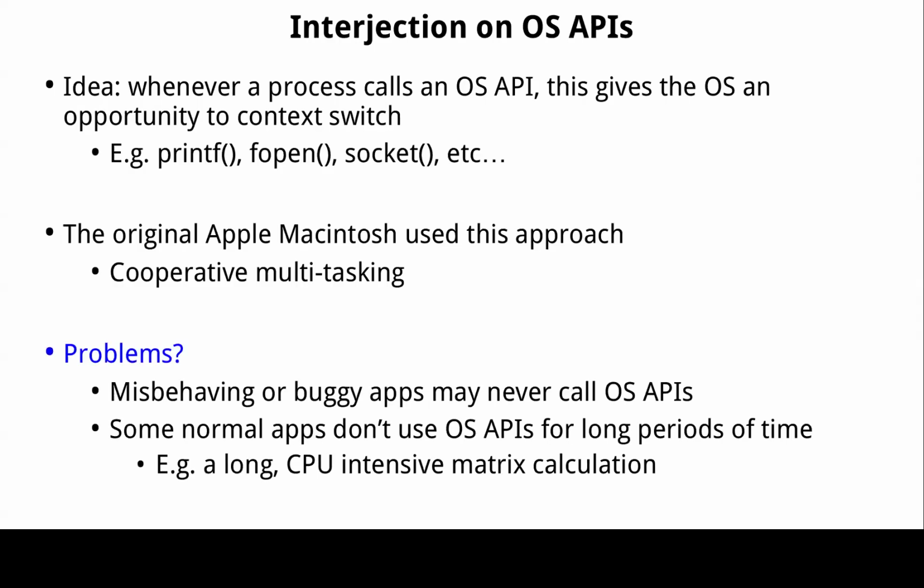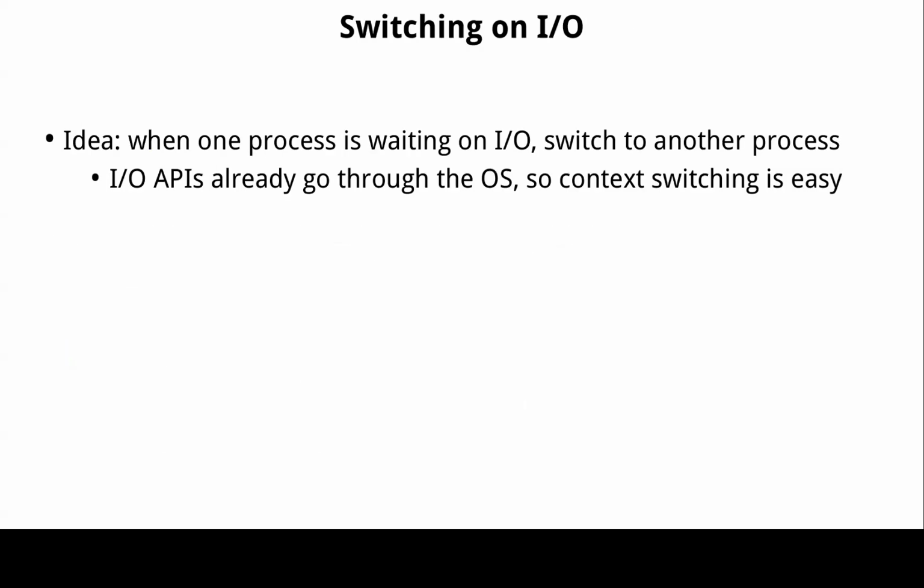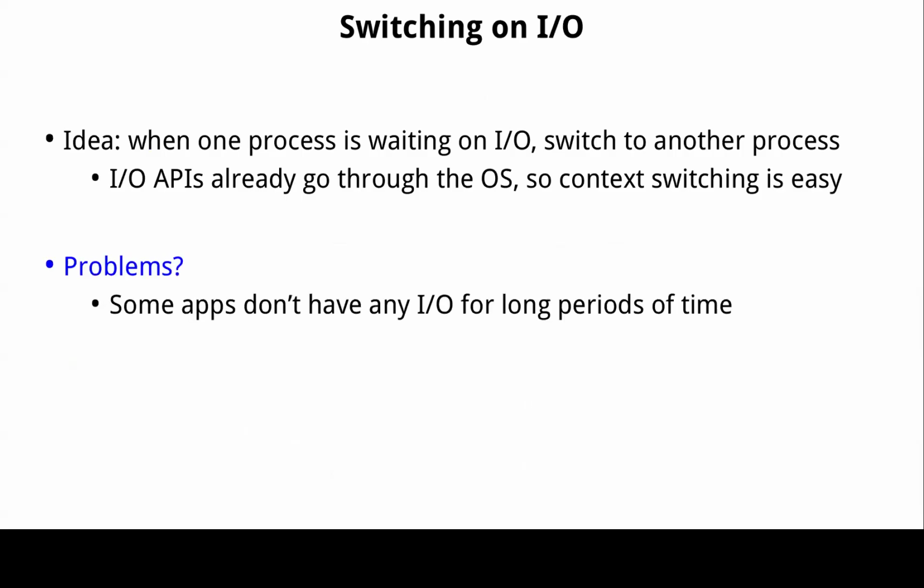But still, there may be problems. The applications may still have an infinite loop, so they never go into the kernel, so the kernel never has a chance to schedule. Switch on I/O is similar to the previous one, but the problem is some applications or processes may not even do any I/O operation. Let's say we are doing some very complex matrix multiplication. That doesn't require us to go to the kernel to do anything, right? Or doesn't require us to get anything from the I/O interface.